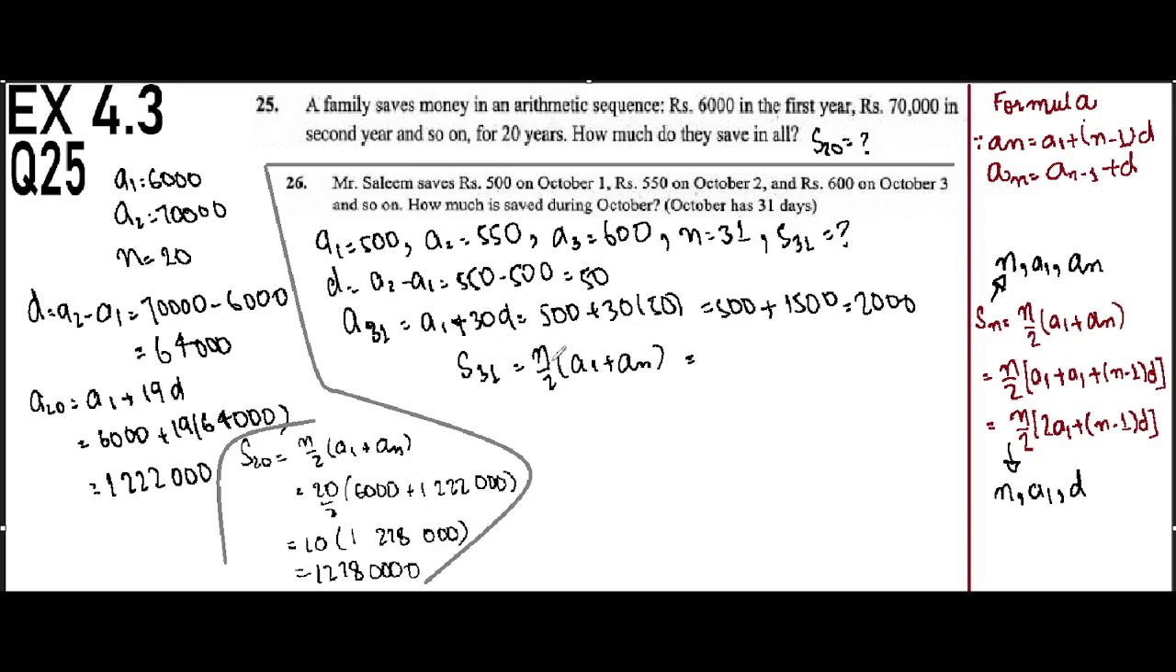Okay, now we have to find S31, which is equal to n by 2 into A1 plus An. n is 31 divided by 2 into A1 is 500 plus An is 2000. It is equal to 31 by 2 into 2000 plus 500, which is 2500. 2500 divided by 2 is 1250. 31 into 1250 is 38,750. And that is the answer of question number 26.